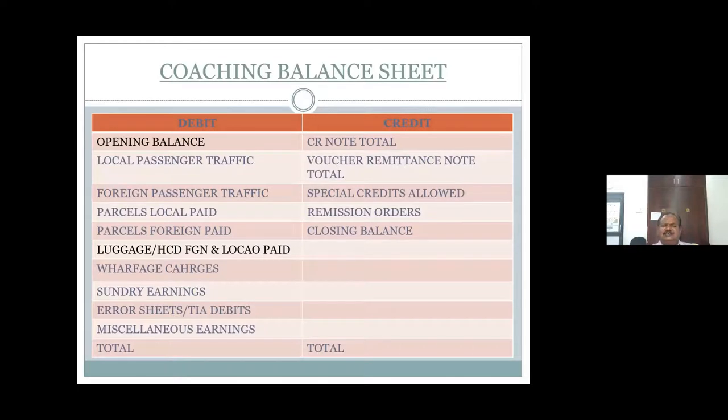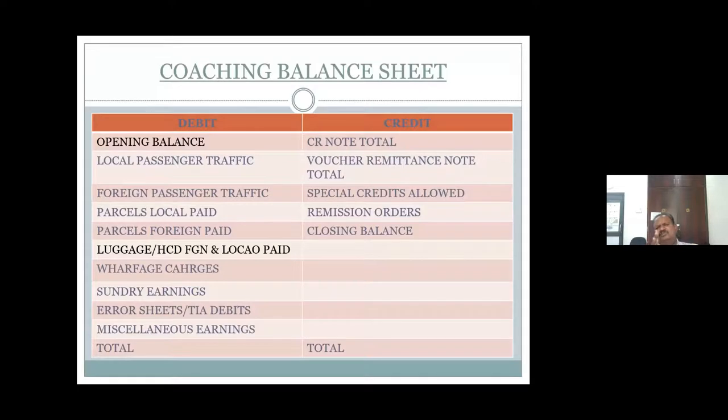In this error sheet, clear details will be there. What is the traffic booked? What should be the distance? How much should the charges be? What is the discrepancy? How much was collected? How much should it be? What is the difference to be collected? If any overcharges are there, they will be reported in the error sheet too. All error sheets will be reflected here as debit, because we have to see that on the debit side, they are cleared through the credit mechanism. A party can pay it or clear it through a credit note also. Then miscellaneous earnings are there.